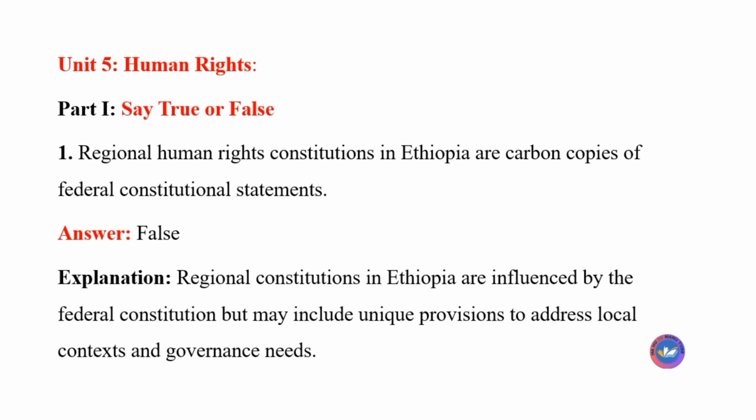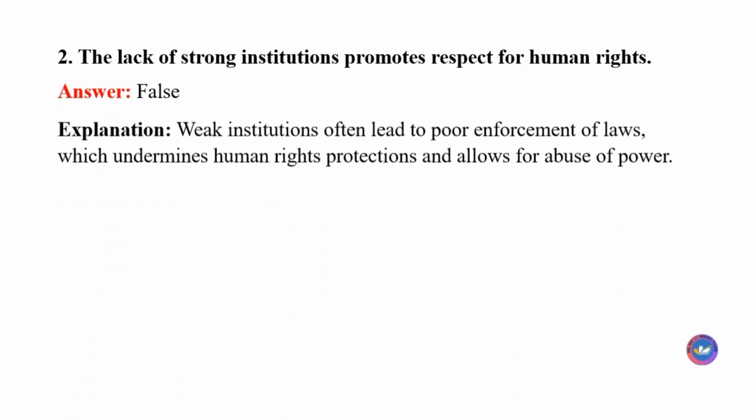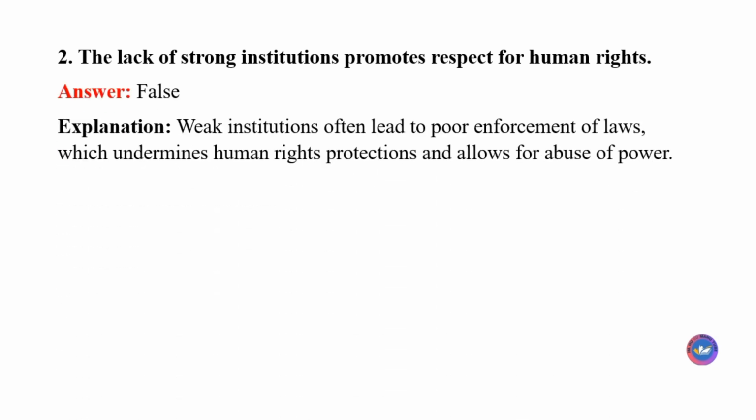Question number 2. The lack of strong institutions promotes respect for human rights. The answer is false. Weak institutions often lead to poor enforcement of laws, which undermines human rights protections and allows for abuse of power.